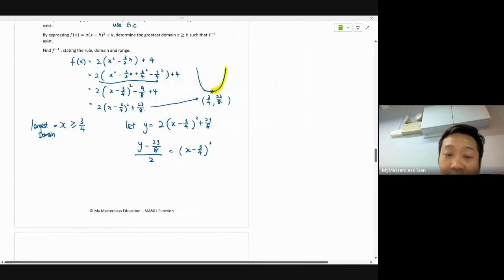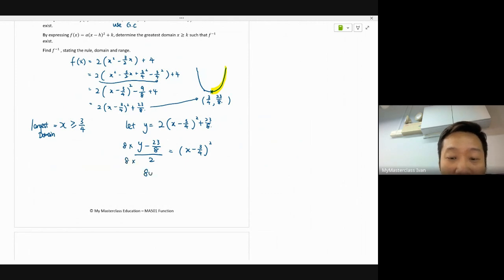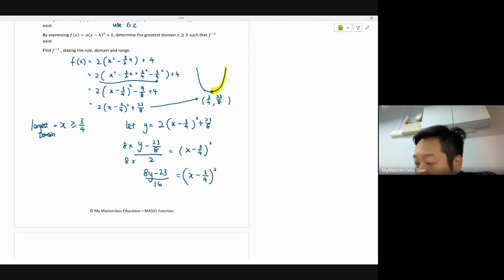Okay, so be careful. This kind of question, okay, times 8 to both the numerator and the denominator. So 8y minus 23 over 16 is equals to x minus 3 over 4 squared. Yeah, when you square root, got how many answers? Plus minus, right? So x is equals to plus minus square root of 8y minus 23 over 16, plus 3 over 4 on the outside.